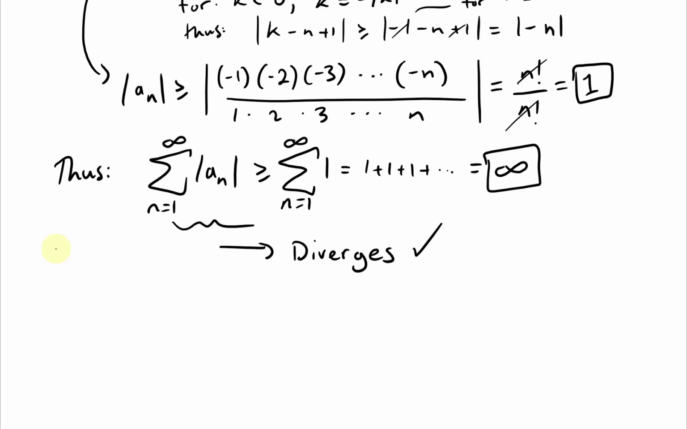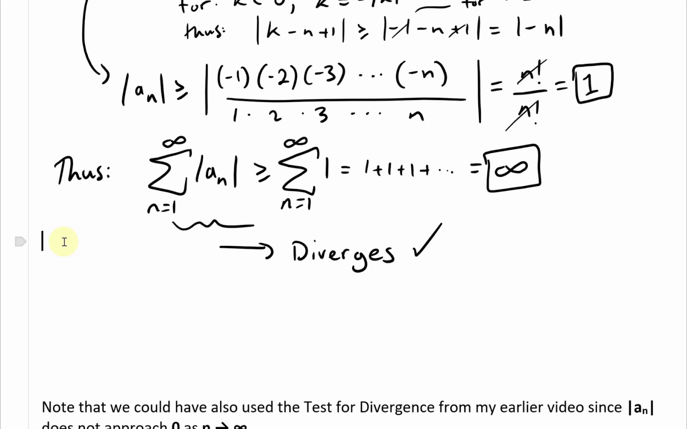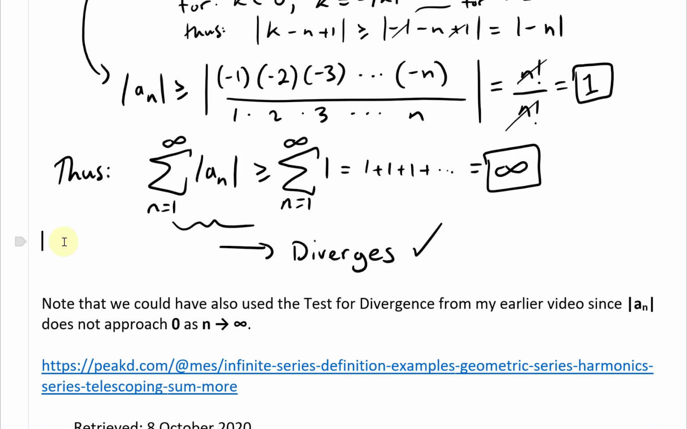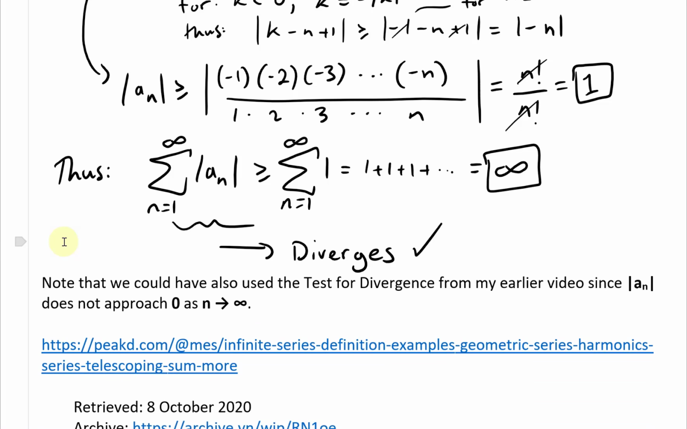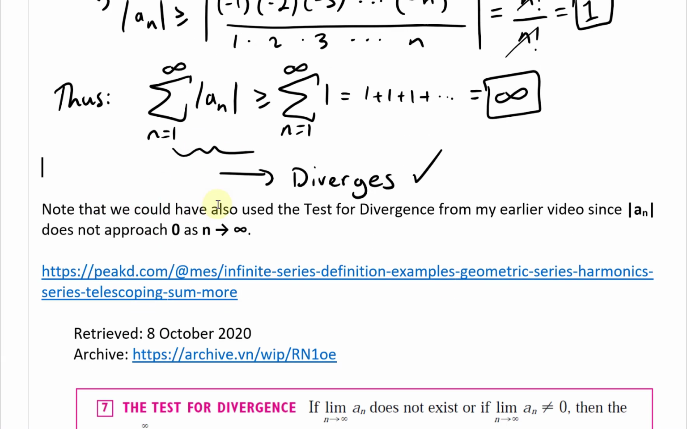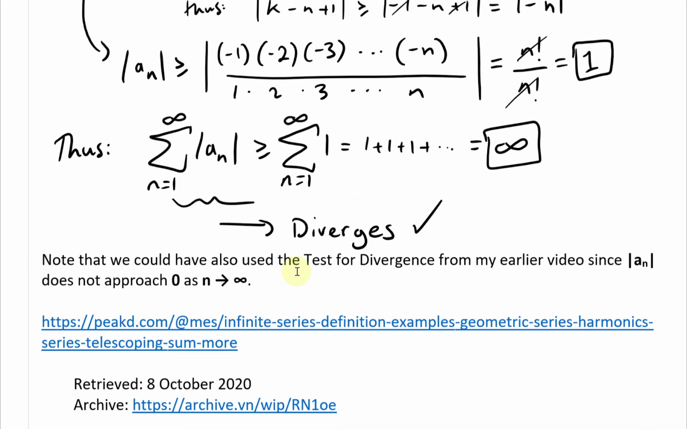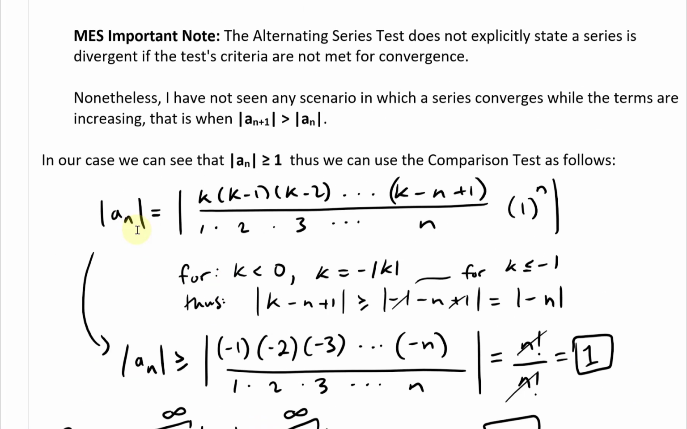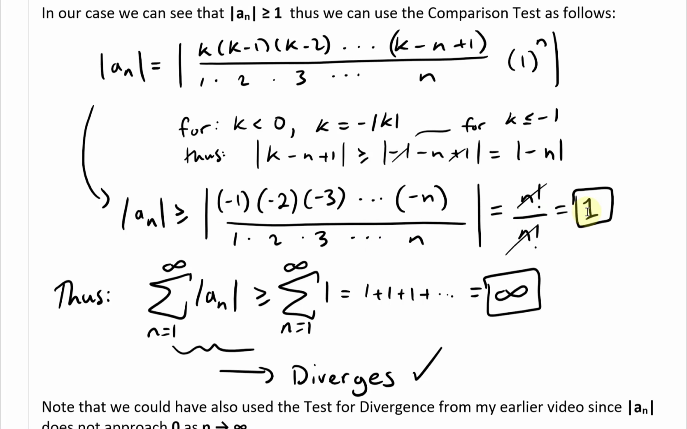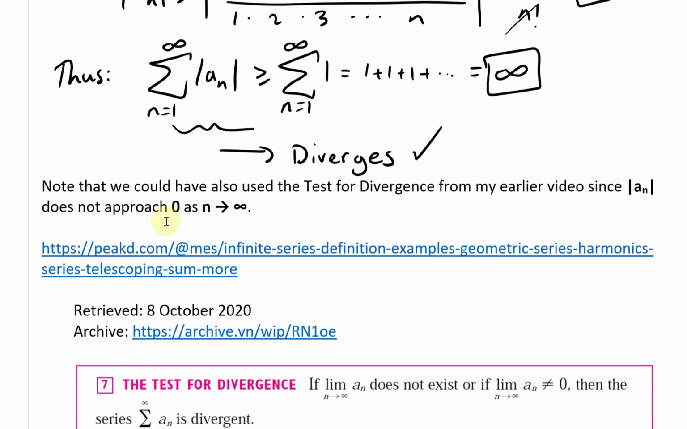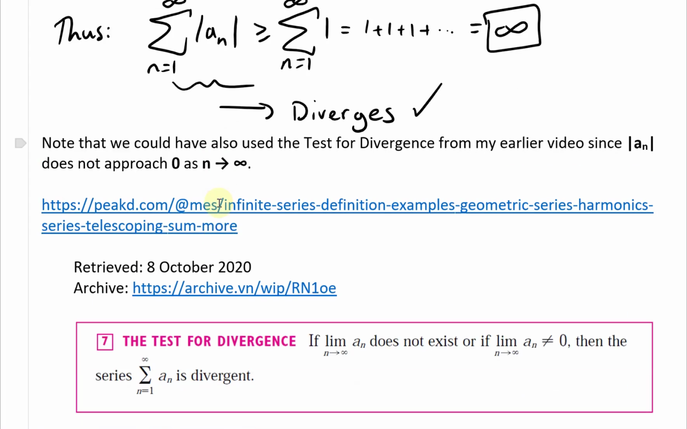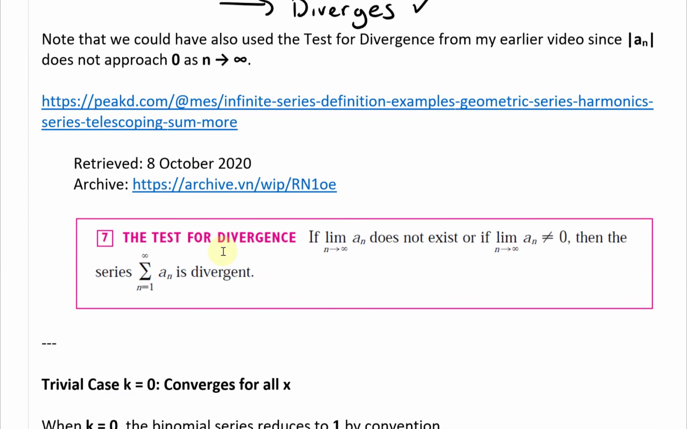So just put a check mark, because we were right as we suspected. It's pretty straightforward, and also I've never seen one that would converge if it's increasing, if the terms are increasing, not necessarily the partial sum. Note that we could have also used the test for divergence from my earlier video, since an does not approach 0 as n approaches infinity. We know it's greater than 1, so it's not approaching 0, because it's always going to be greater than 1. So remember the earlier video, here's the test for divergence.